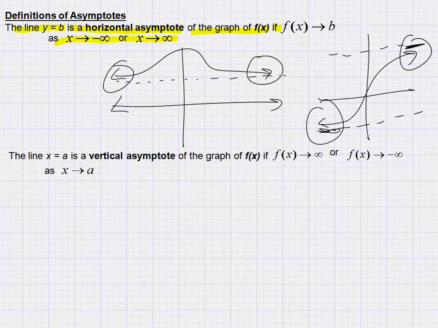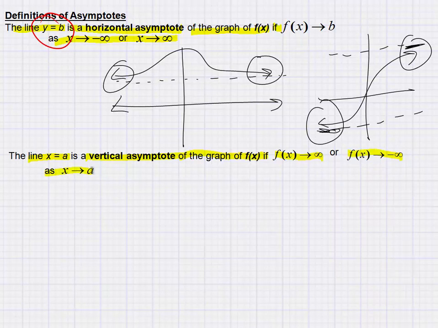All right, then we want to talk about vertical asymptote. So the line x equals a, which is the way you write a vertical line. Remember, y equals b is the way you write a horizontal line, b being just a number. X equals a is the way you write a vertical line, again, a being just a number. So the line x equals a is a vertical asymptote of the graph of f of x if f of x approaches negative infinity or positive infinity as x approaches a.